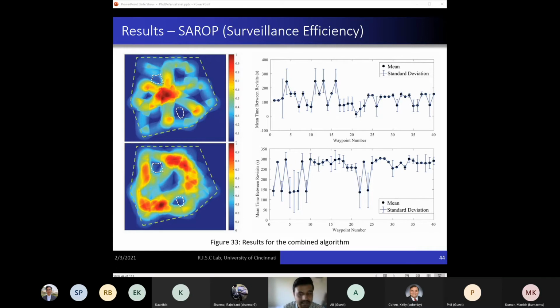This can be clearly seen from the higher heat concentration in those regions, as well as through the MTBR plot. The MTBR values for those waypoints are almost at half of the other waypoints. Since the user has the option to switch from one technique to the other, this can be done to create a more uniform heat map.